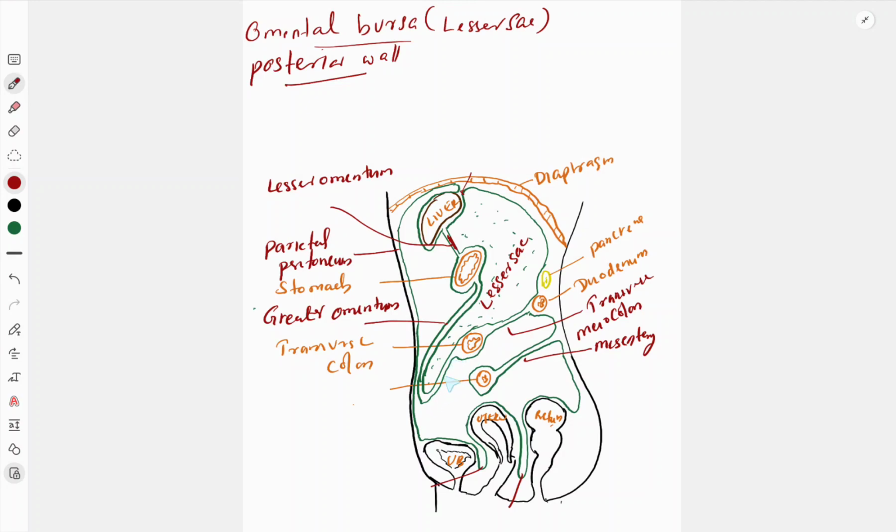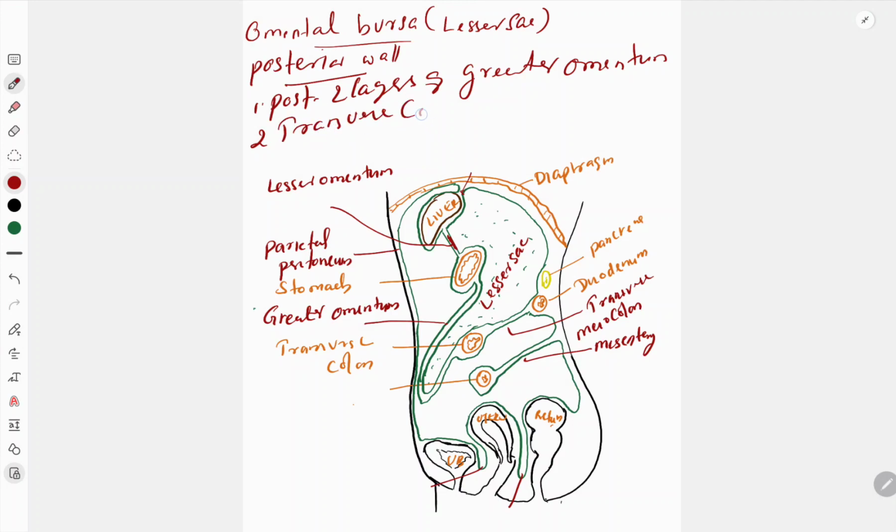Let us write. So here the posterior wall: the first one is the posterior two layers of the greater omentum. Then we have the transverse colon with transverse mesocolon. Then we have the upper part of the left kidney with the left suprarenal gland. Then we have the pancreas, then the reflection of peritoneum on the undersurface of the diaphragm.